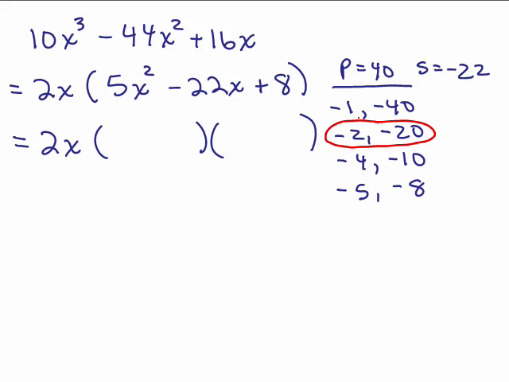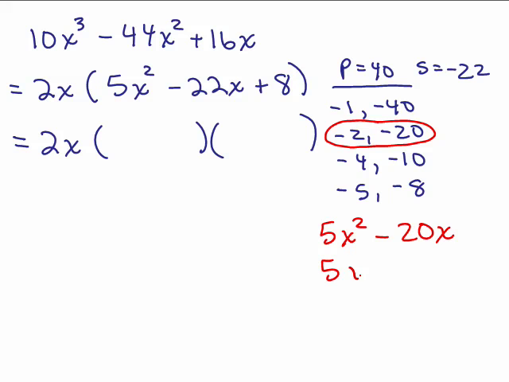All right, so what's our next step? We take the first term in the parentheses, the 5x squared, and put it with one of these coefficients with the x. Now, it doesn't matter which one. You could do the minus 2 or the minus 20. For fun, I'm going to do the minus 20. X, don't forget the x.